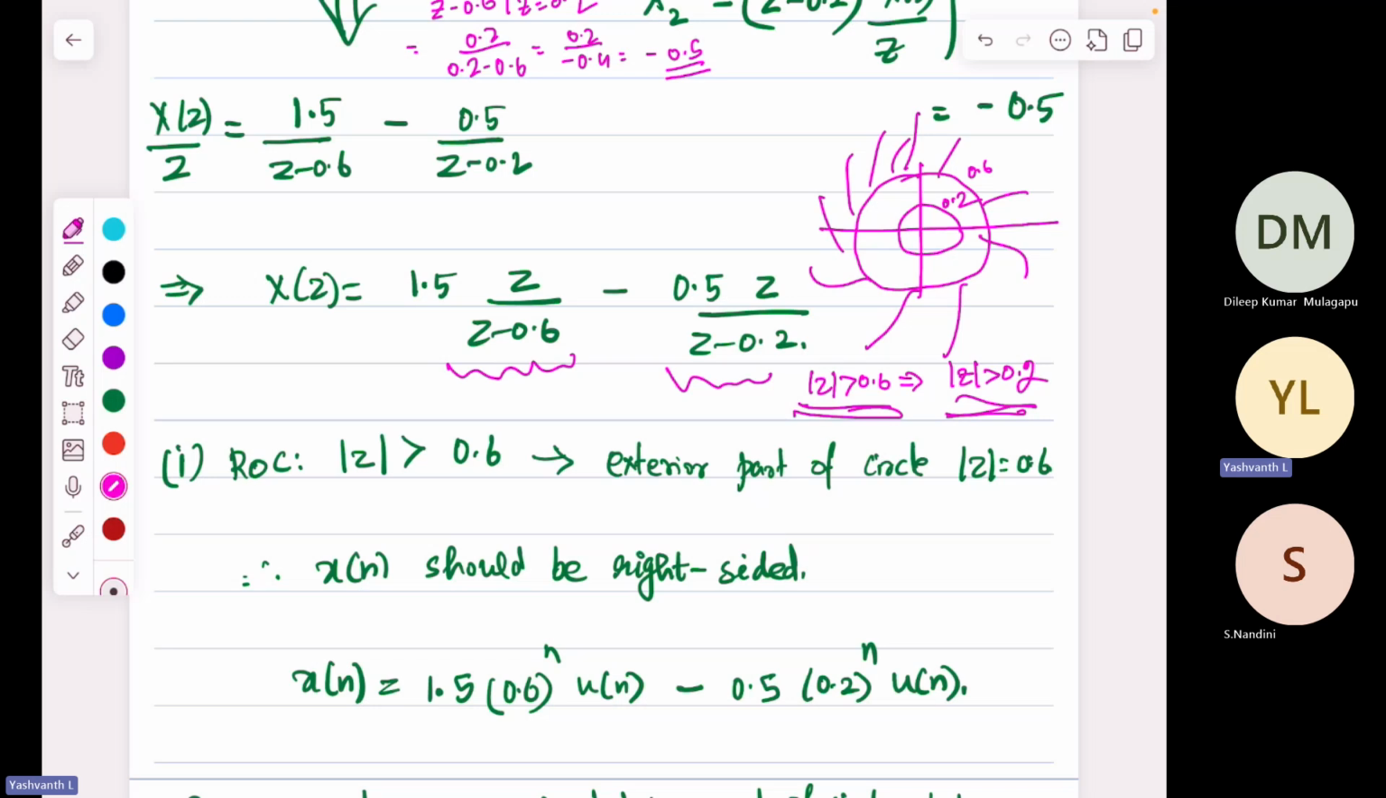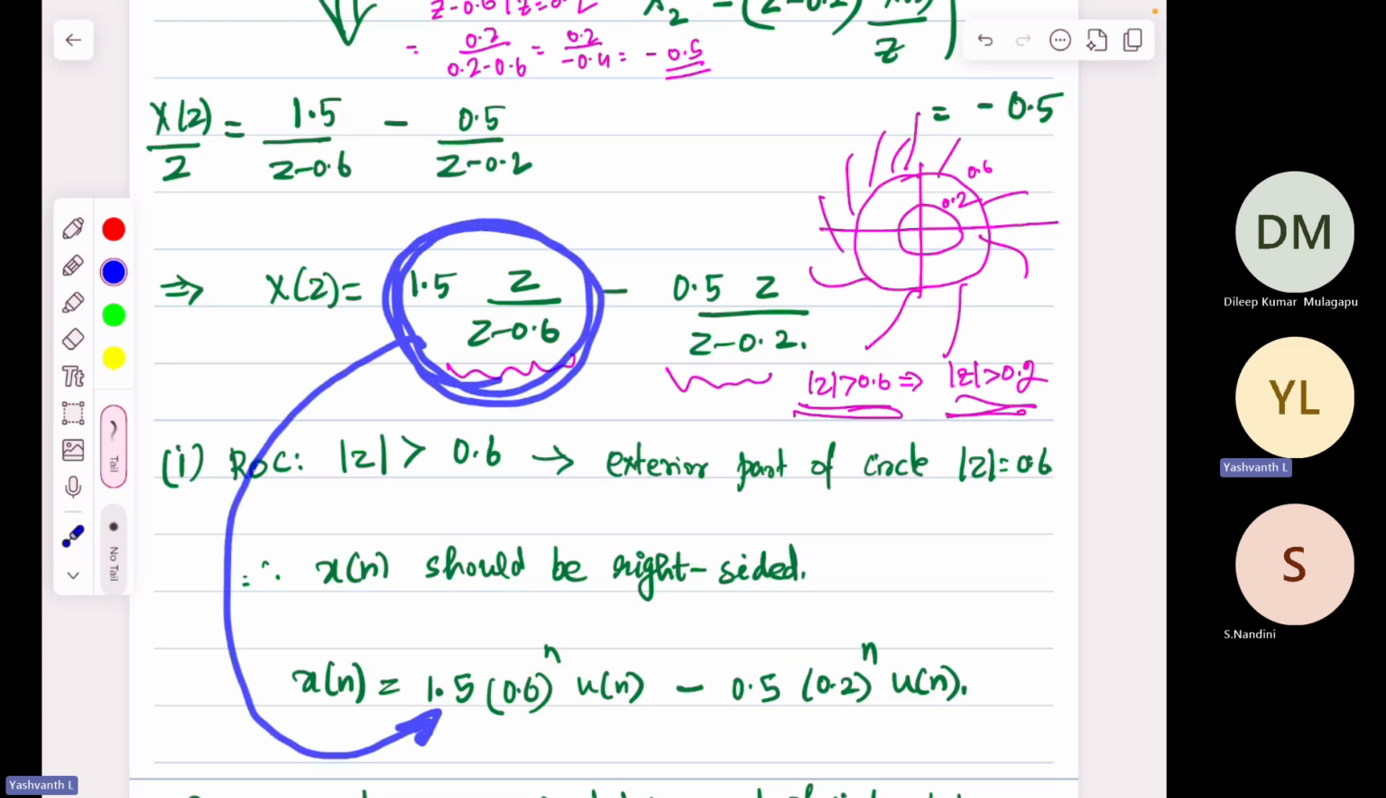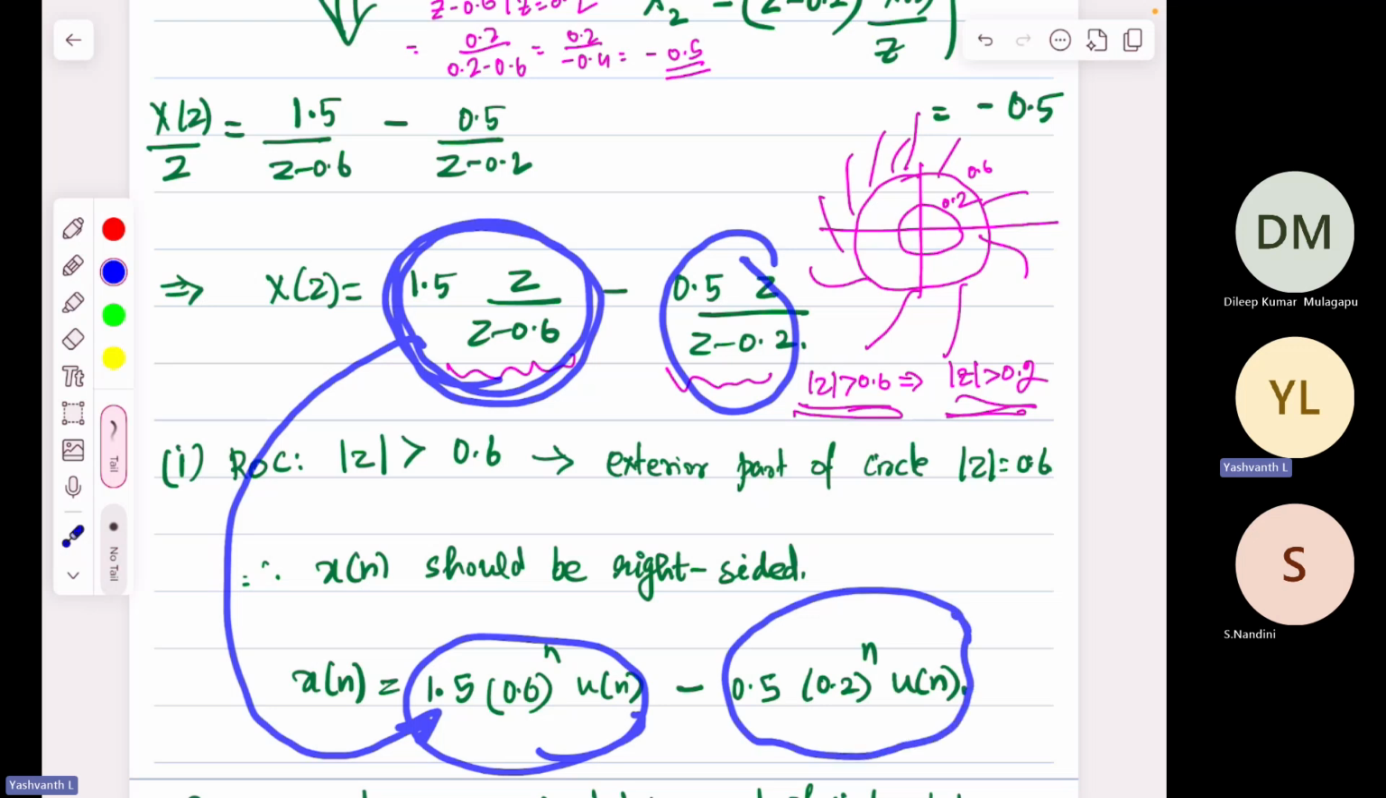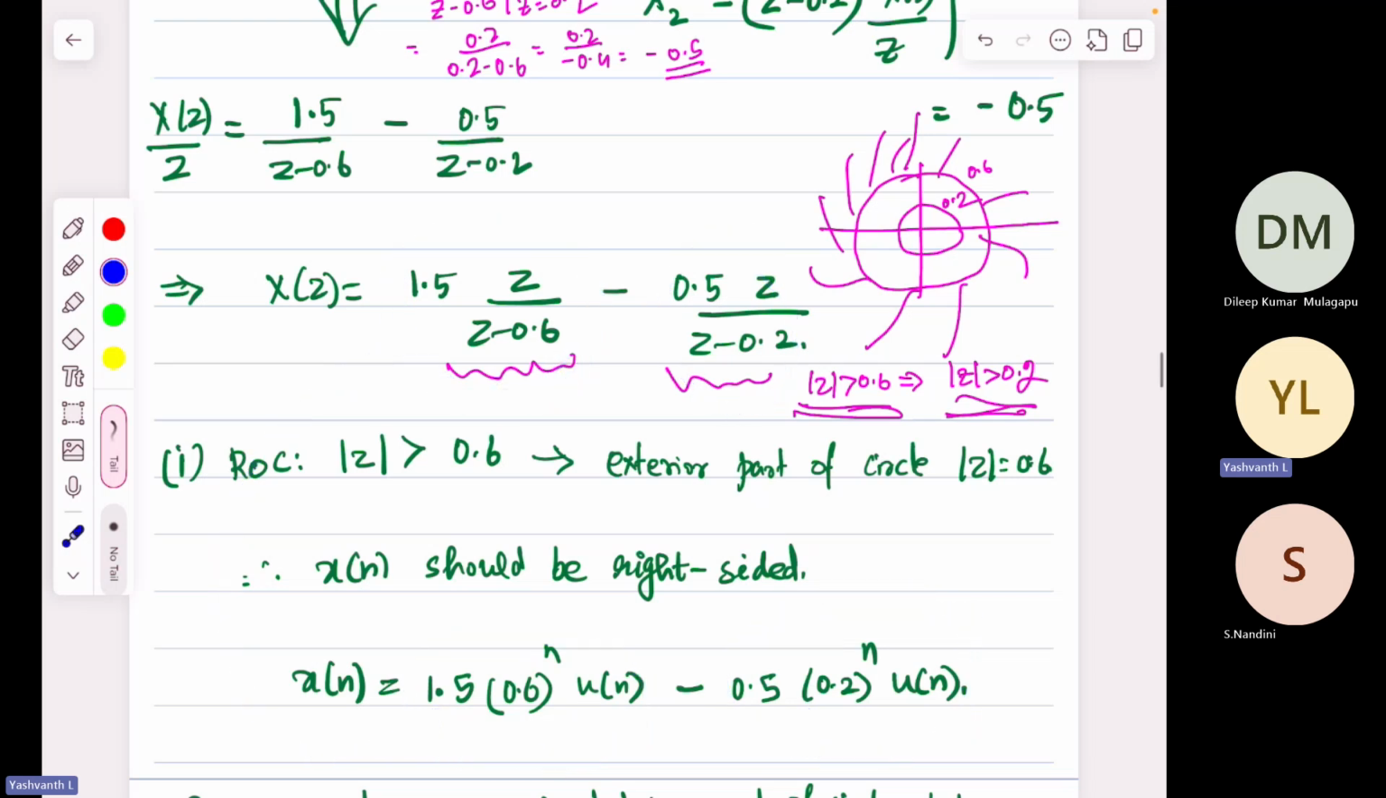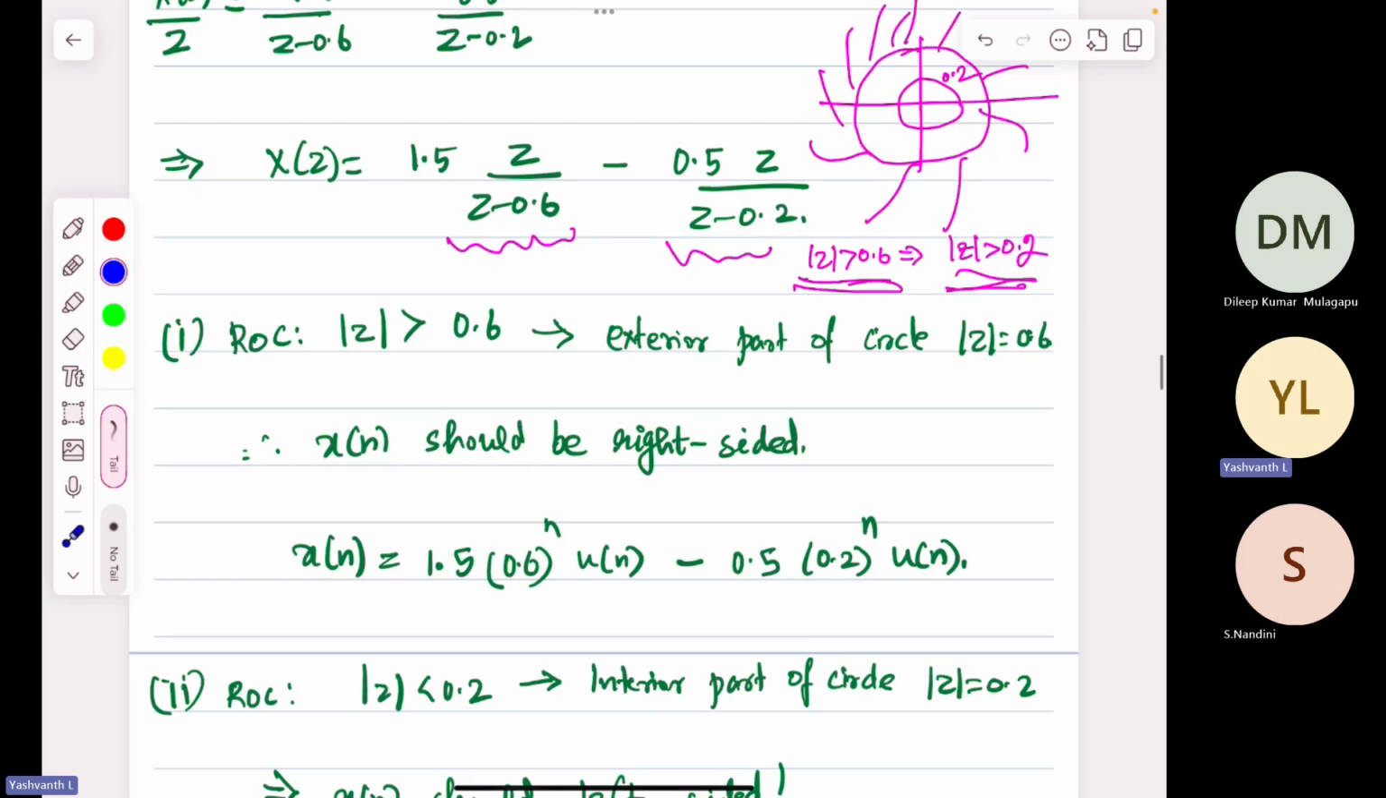Right, you recall a right-sided signal in the time domain will map to an ROC which is an exterior part of some circle. Correct. So basically, go back to the properties. You can find that this will have an inverse Z transform 1.5 times 0.6 power n u[n], which is a right-sided signal. Similarly, the second part, for an ROC equal to the exterior part of the circle with radius 0.2, has the inverse Z transform -0.5 times 0.2 power n into u[n], where u[n] is a unit step function.